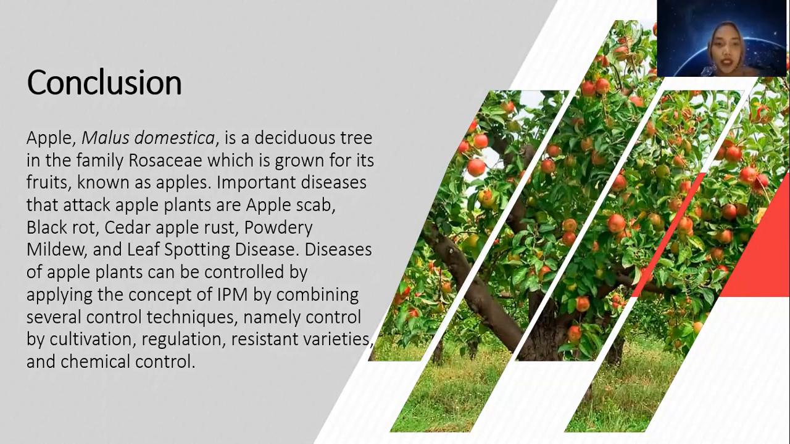So the conclusion is that the apple, or Malus domestica, is a deciduous tree in the family Rosaceae, which is grown for its fruits known as apples. Important diseases that attack apple plants are apple scab, black rot, cedar apple rust, powdery mildew, and leaf spotting disease. Diseases of apple plants can be controlled by applying the concept of IPM by combining several control techniques, namely control by cultivation, regulation, resistant variety, and chemical control.